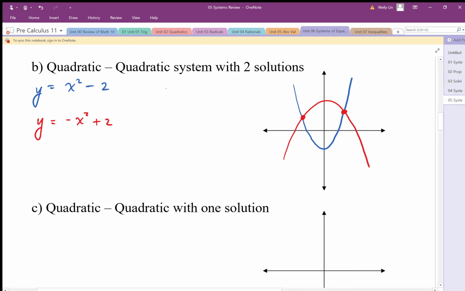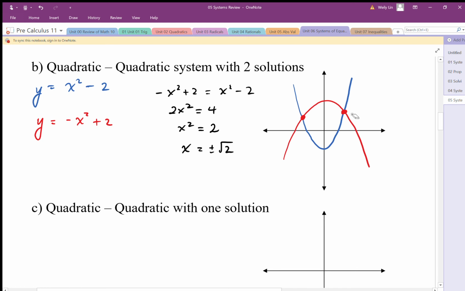Okay, when I solve this, I end up with negative x squared plus 2 equals x squared minus 2. So 2x squared is equal to positive 4. x squared is equal to 2. x equals plus or minus square root 2. Okay, so those solutions will be plus and minus square root 2. And then I need to solve for y, so plugging in plus or minus square root 2, I'm going to end up with 0.